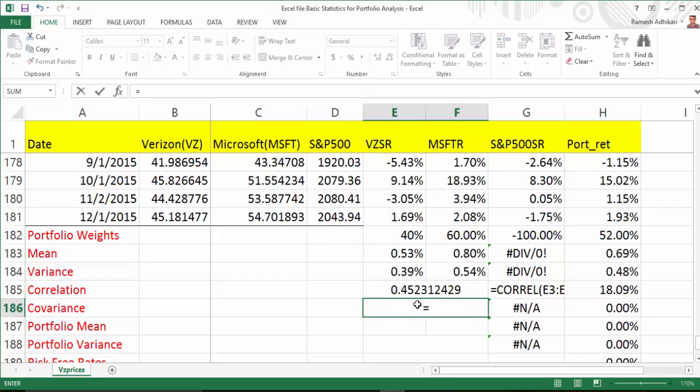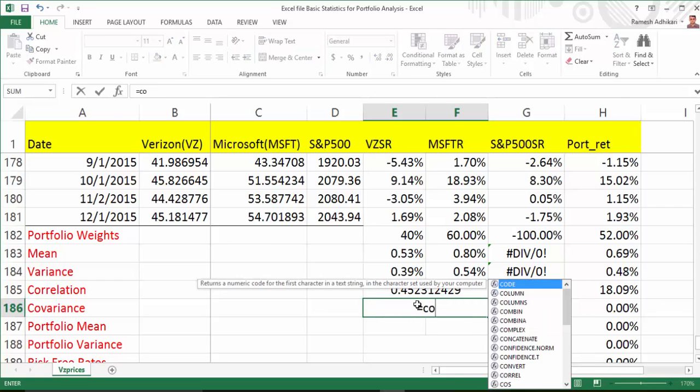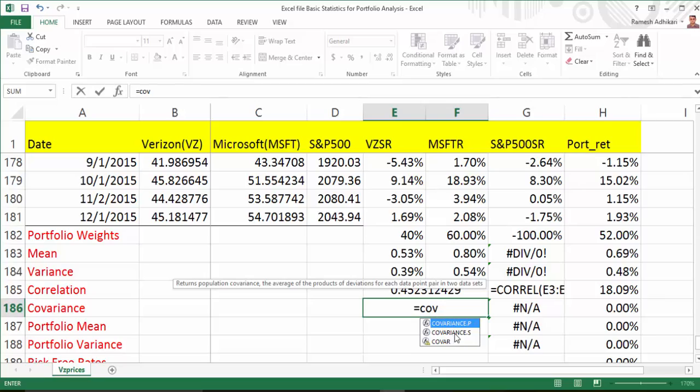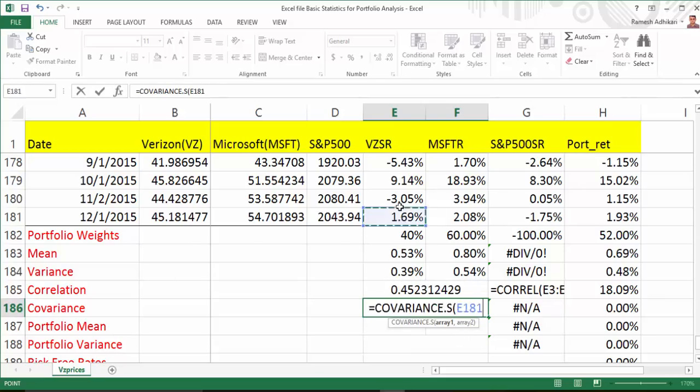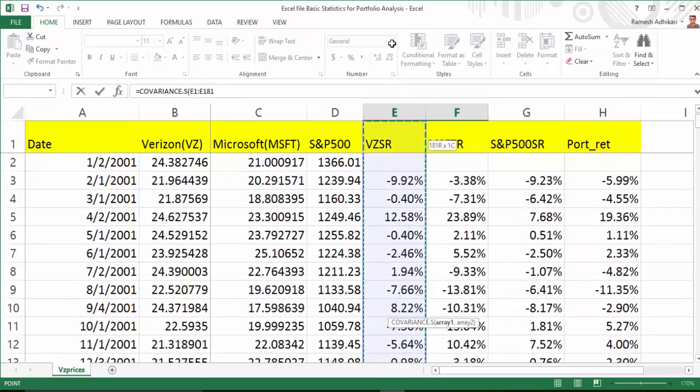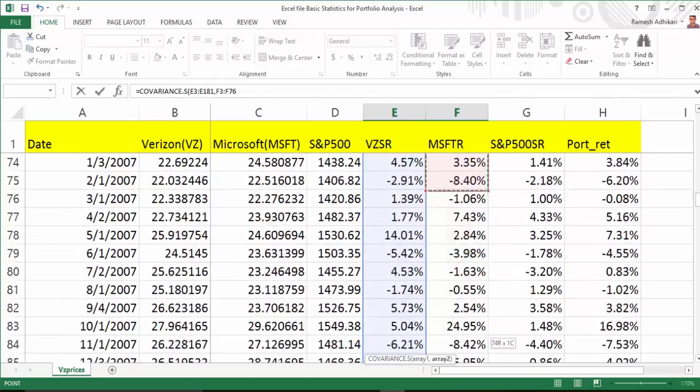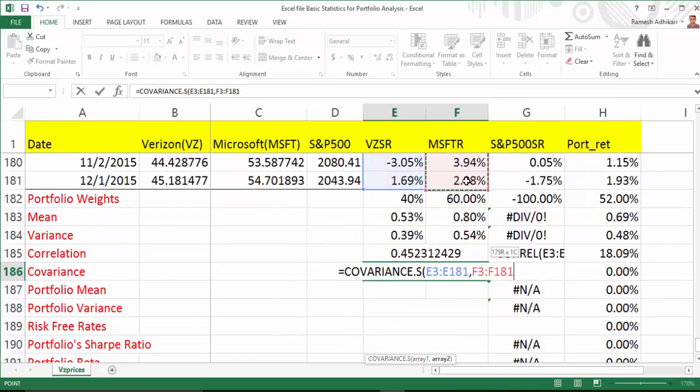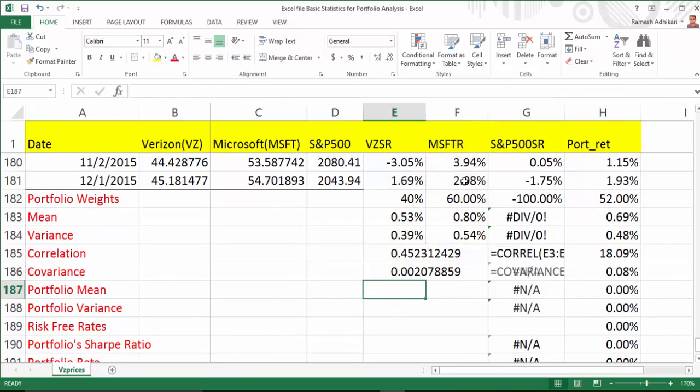Now you calculate the covariance. Covariance is basically, we're going to use the covariance sample. So again, the return on Verizon, comma, return on Microsoft. Once you make that selection, we got the covariance. So now we have calculated mean, variance, correlation, covariance, and now the portfolio mean.